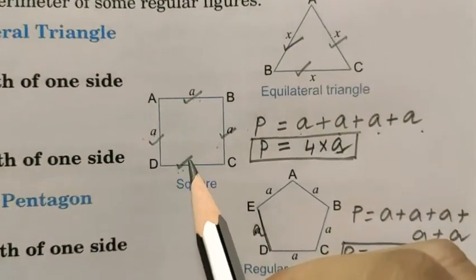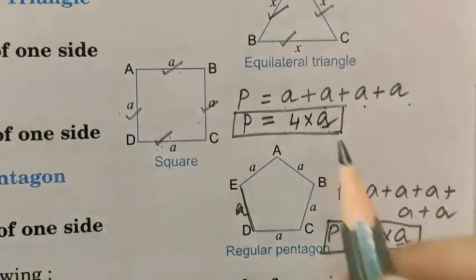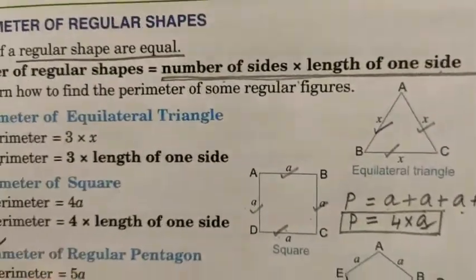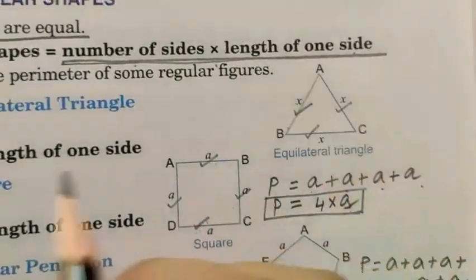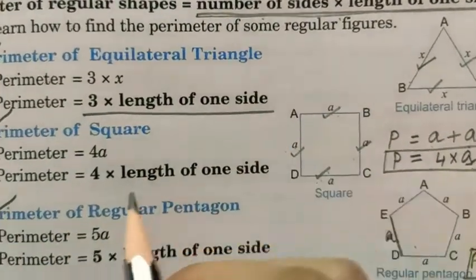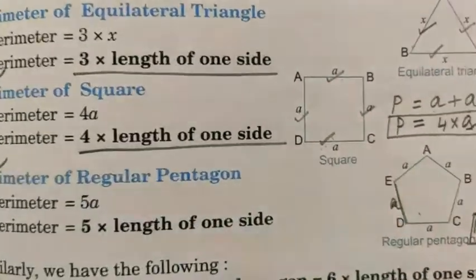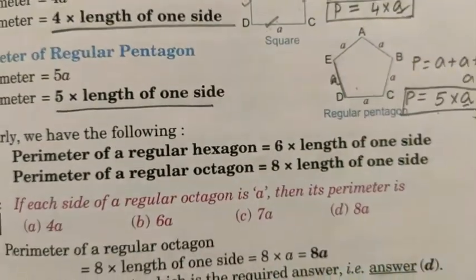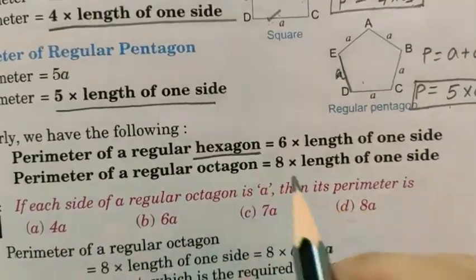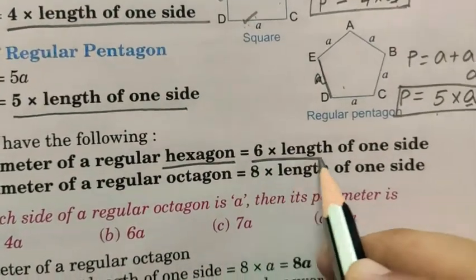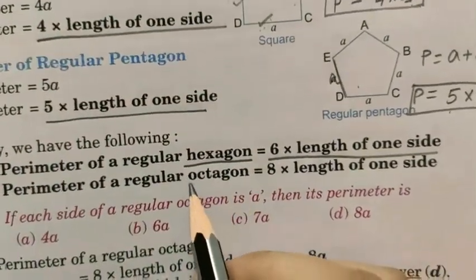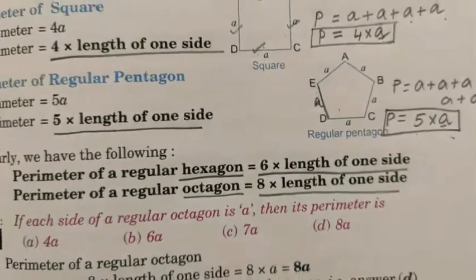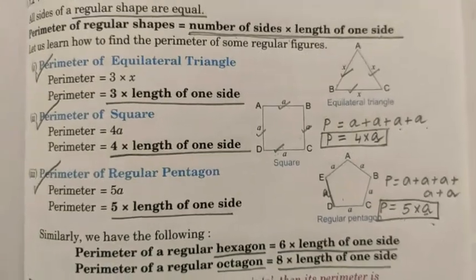See, a square has 4 sides, so 4 into a. A pentagon has 5 sides, so 5 into a. Similarly, an equilateral triangle has 3 sides, so 3 into length of one side. For a square, 4 into length of one side. For a pentagon, 5 into length of one side. For a hexagon, which has 6 sides, 6 into length of one side, and for an octagon which has 8 sides, 8 into length of one side. So it is very easy.